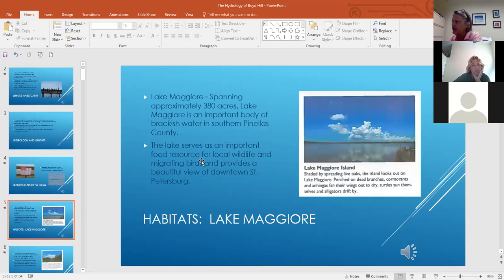Lake Maggiore is our first hydric habitat, the lake itself, an old sinkhole. And in the lake, we'll look at some of the plants in a bit. We have 2 types of plants that can live in water. They are emergent and submergent. This is a great transition into our next unit, marine biology.